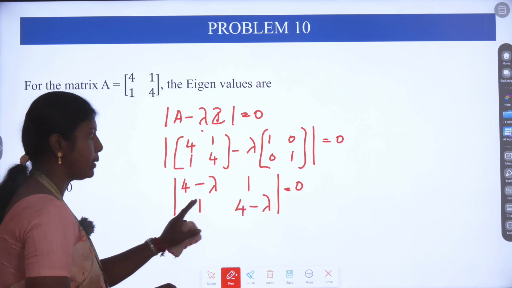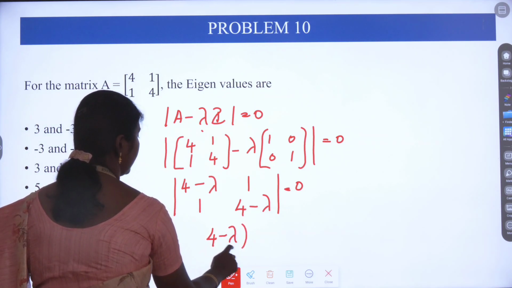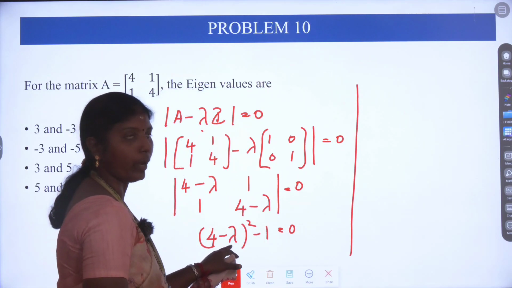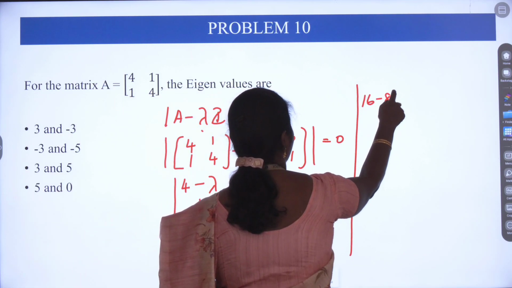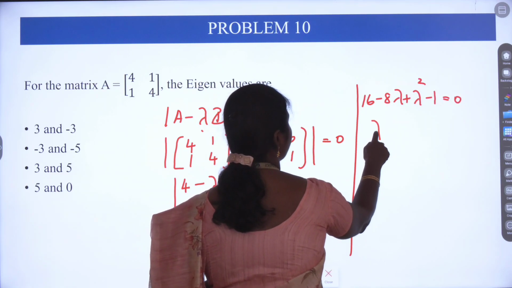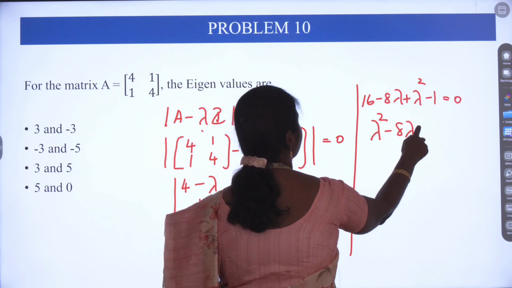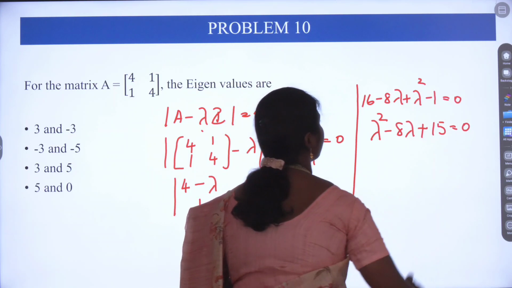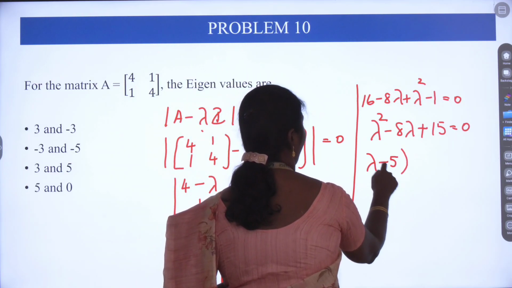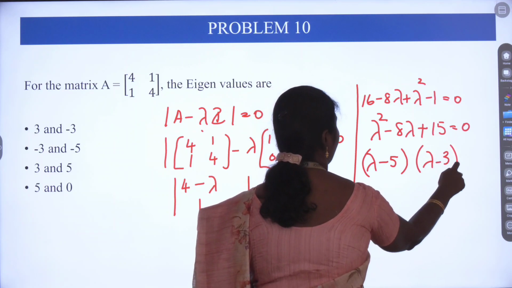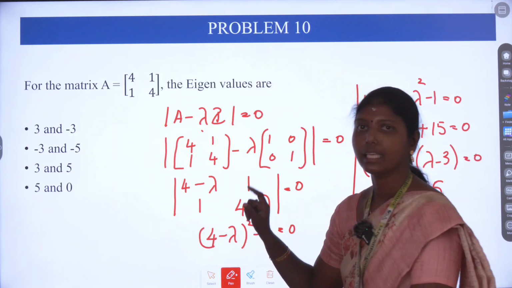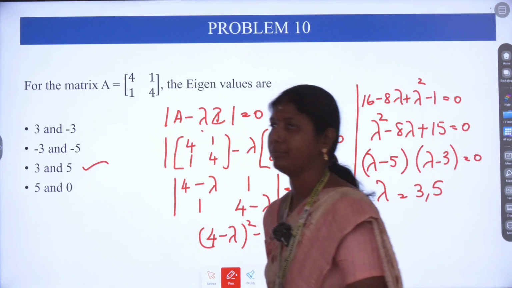Now expanding the determinant, (4 minus lambda) whole square minus 1 equal to 0. Now solve this: (4 minus lambda) whole square is 16 minus 8 lambda plus lambda square, minus 1 equal to 0. This gives lambda square minus 8 lambda plus 15 equal to 0. Factorize: (lambda minus 5)(lambda minus 3) equal to 0. So lambda equal to 3, 5. These are the eigenvalues of the given matrix, 3 and 5.